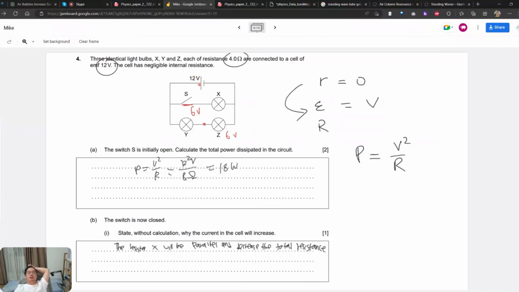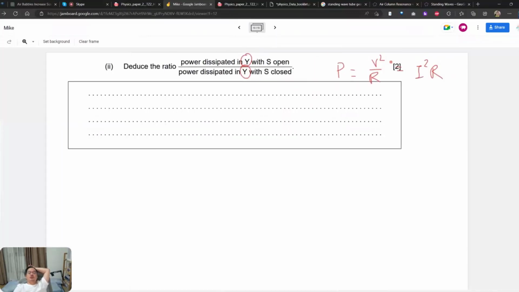Okay, and it is also 6 volt when the switch is open, meaning the voltage applied to the light bulb Y does not change. V here does not change, and therefore the power also does not change, and therefore the ratio here is 1.